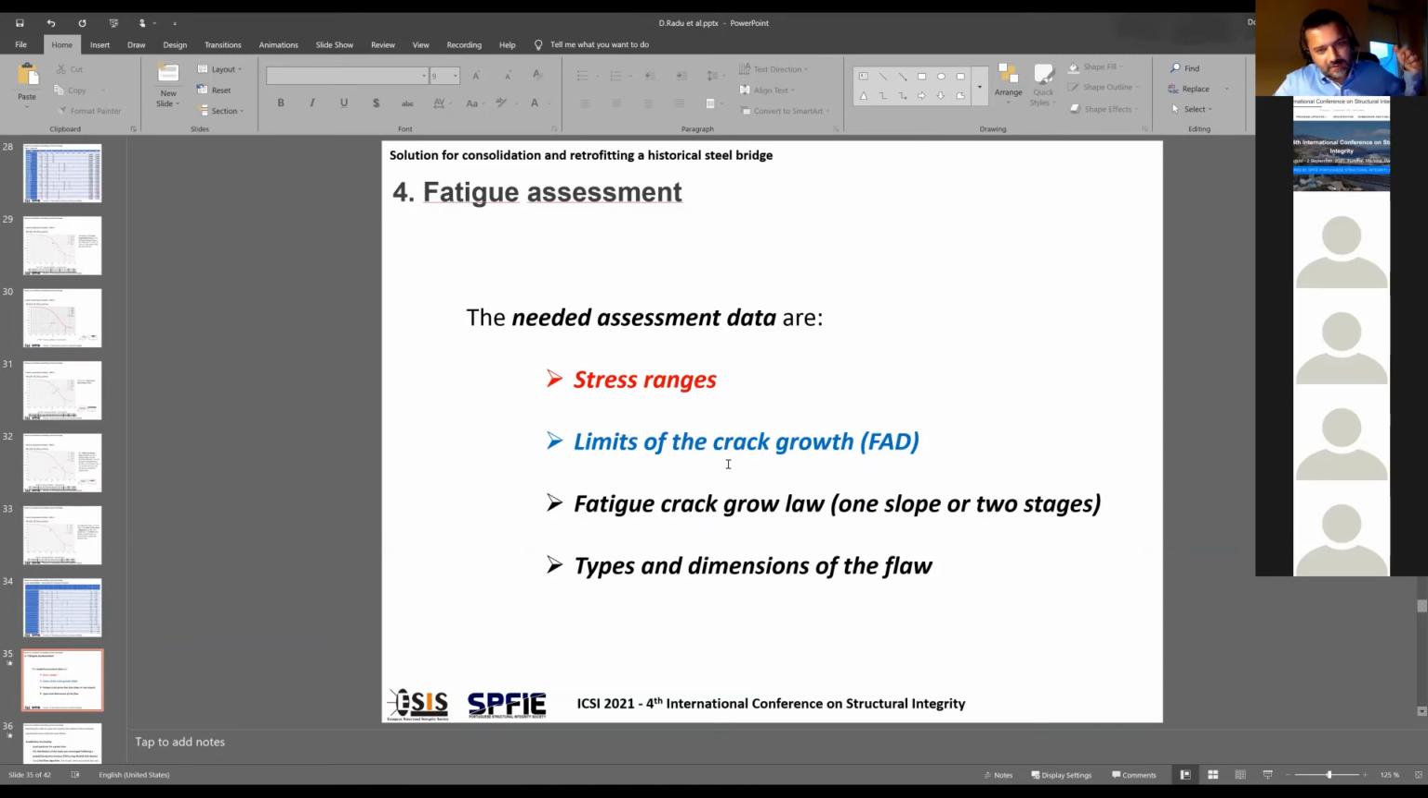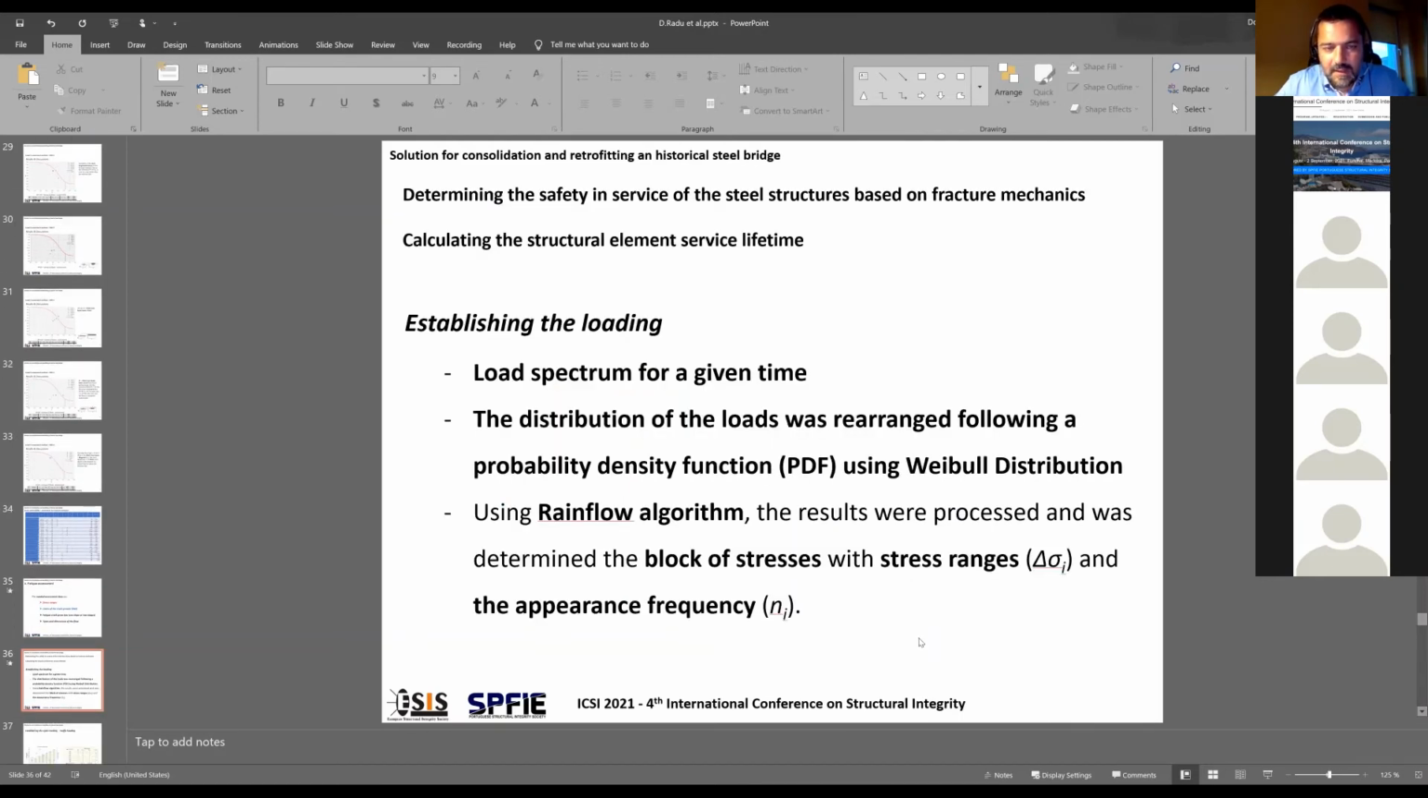We also need the limit of the crack growth, following the failure assessment diagrams, and the fatigue crack growth law is the Paris law with one slope of 2 stages. And the types and the dimensions of the flaw. These are the input data.